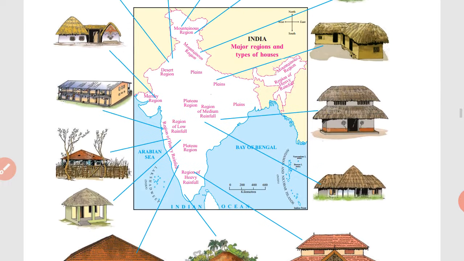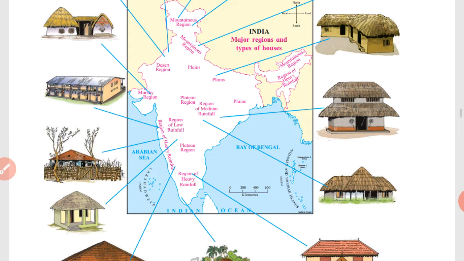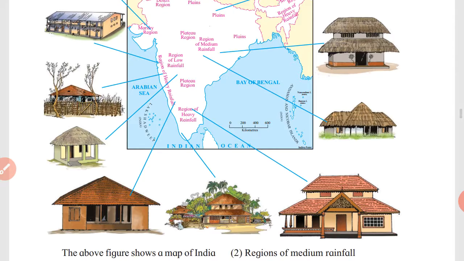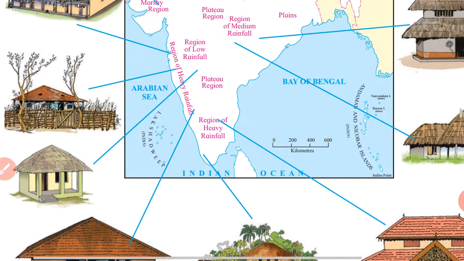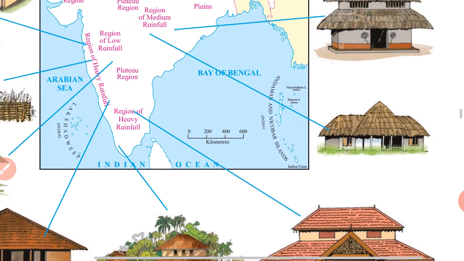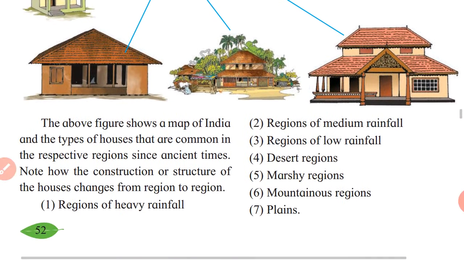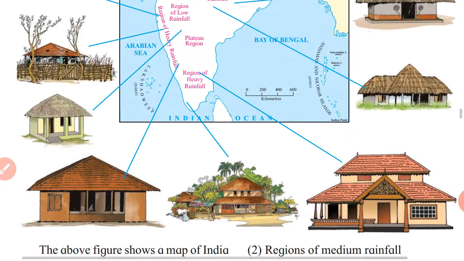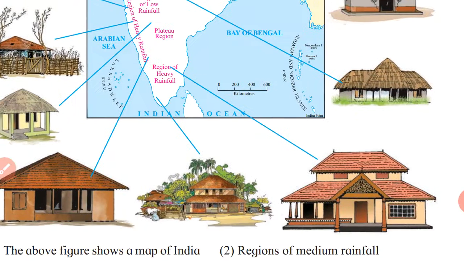How the construction of the houses changes according to the region. In some regions we need this type of houses, and in rainfall regions we need this type of houses, right? So there are changes, depending on the region. See, region of heavy rainfall. Okay, heavy rainfall types of region, we need this type of houses.